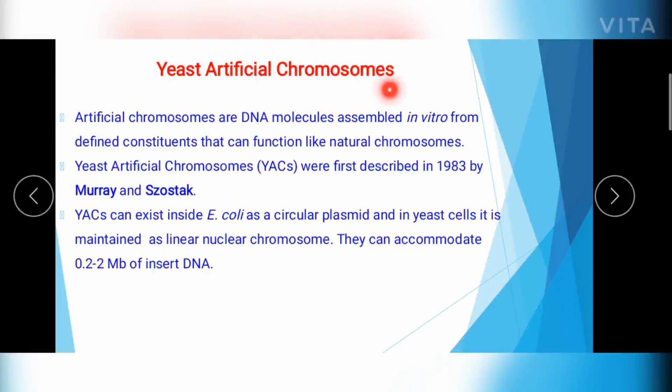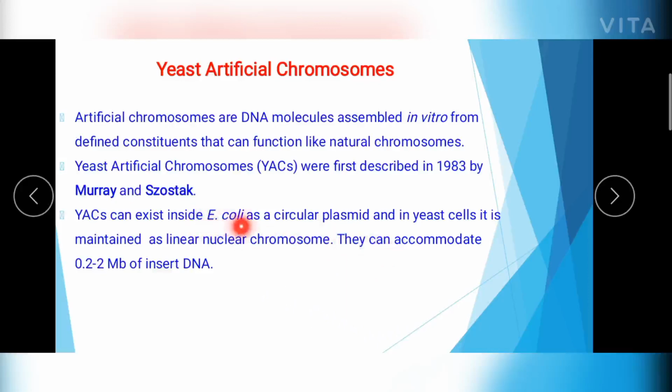Coming to the third type of hybrid vector, yeast artificial chromosomes, simply called YACs. These artificial chromosomes are DNA molecules assembled in vitro from defined constituents that function like natural chromosomes. They were first described in the year 1983 by the scientists Murray and Szostak. These YACs act like a shuttle vector, and they can be propagated in two different host cells, a prokaryotic cell as well as a eukaryotic cell.